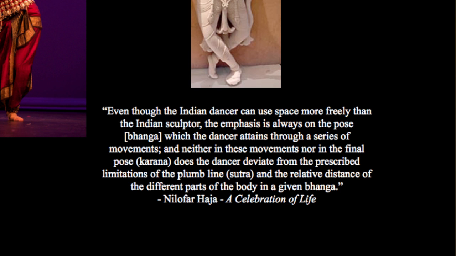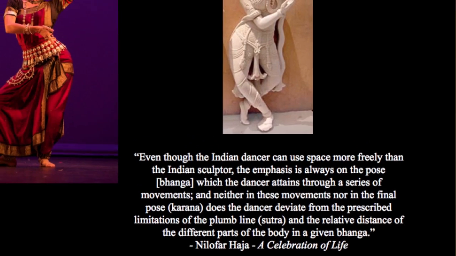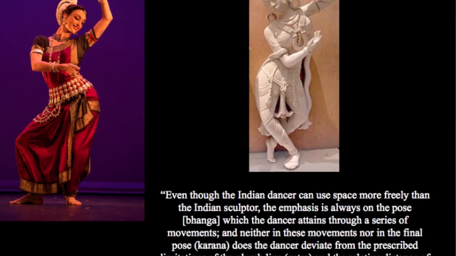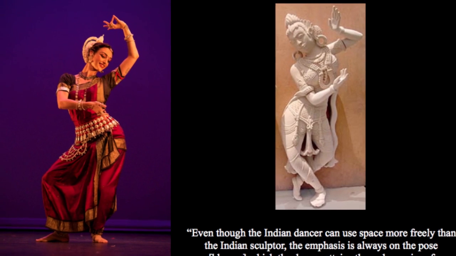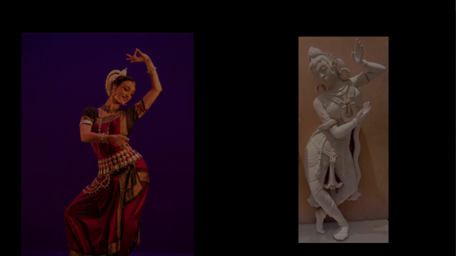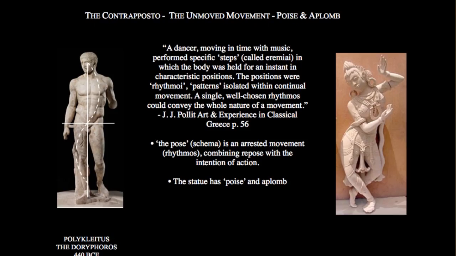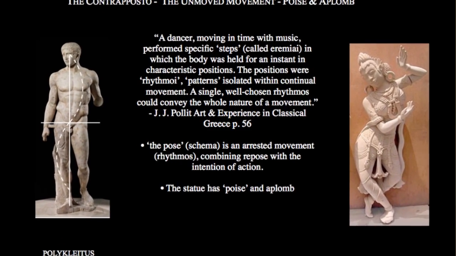So what she's saying essentially is that what matters in Hindu dance is not so much the movement, but moving from one pose to another. And that you're constantly moving from one stilled pose to another stilled pose in Indian dance. And that stilled pose must be balanced with aplomb and poise on either side of the sutra, or the plumb line. Sound familiar, right? When we talked about ancient Greek sculpture and J.J.